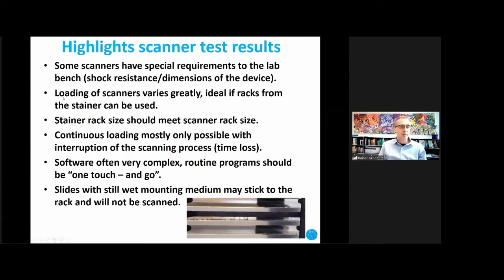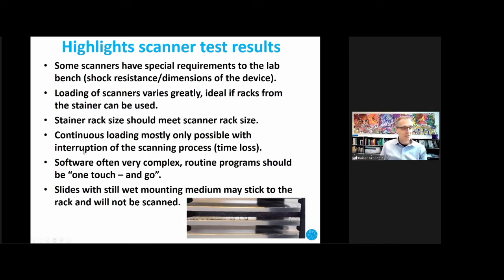So loading of scanners varies greatly. Ideally, if you can use the racks, the stainer rack size should of course meet the scanner rack size. Continuous loading is mostly only possible with interruption of the scanning process. That leads to a time loss. When we had the GE scanners, that was a real continuous loading, since we had some trays where we put the slides in, and the scanning process was not interrupted by loading those trays.